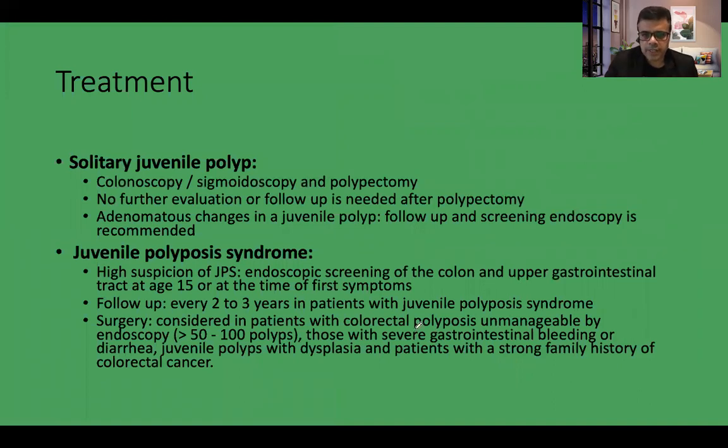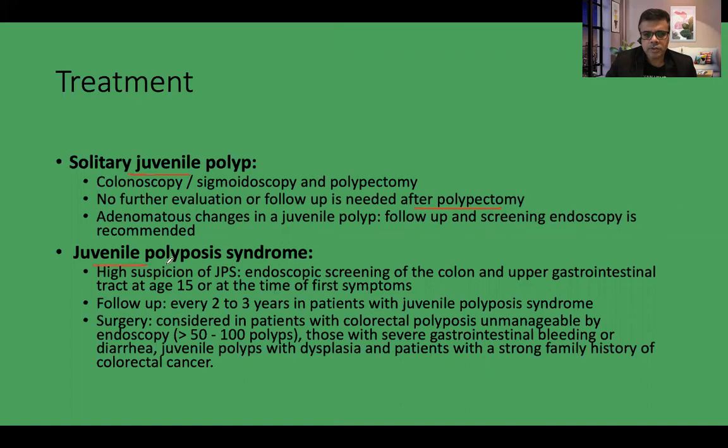Coming to the treatment aspect, in case of solitary juvenile polyp, follow-up is not much required after polypectomy. Usually no adenomatous change is seen, but if there is adenomatous change, then follow-up and screening is recommended. The initial screening includes colonoscopy, and polypectomy is performed.